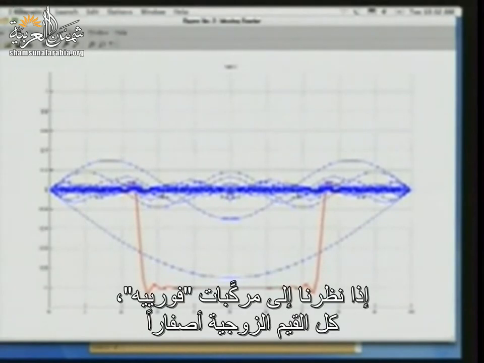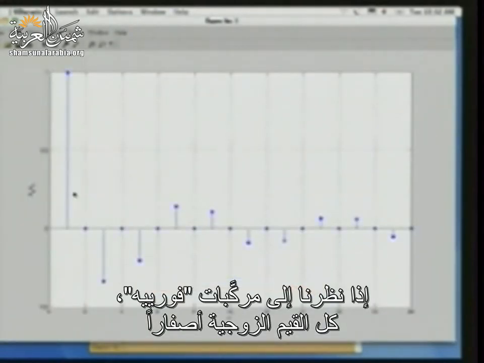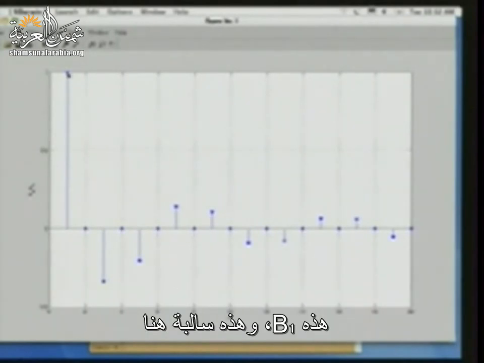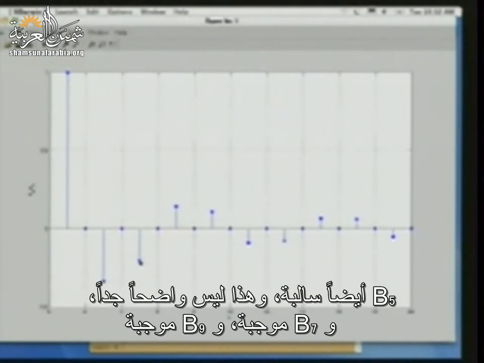And so if we look at the Fourier components, you see now that, again, all the even values are 0. B1, by definition 1, and now you see this one is negative. And B5 is also negative. Not so obvious. And B7 is positive, and B9 is positive.